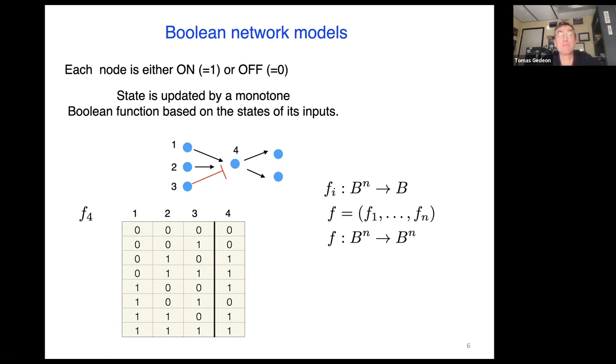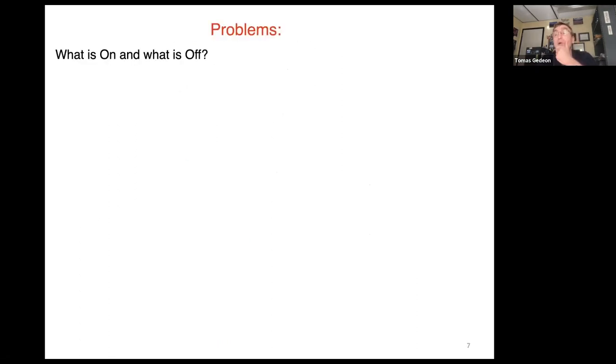Now there are problems with this, obviously, when I compare this type of model with biology. That's what I would like to focus on. It is not really clear for a particular gene or protein what it really means to be on or off. There's not really a well-defined threshold, if you want, which is fixed, where gene A, if it's bigger than some concentration, is going to be on, and the other one may be off.